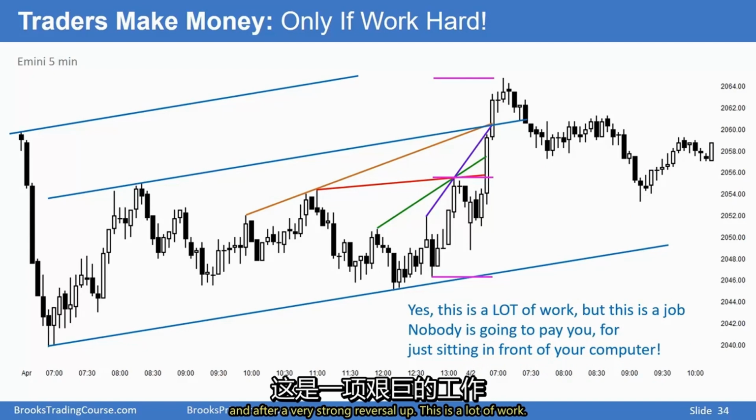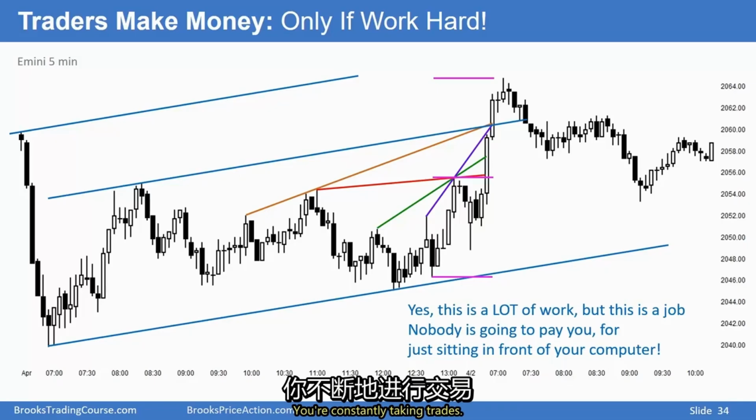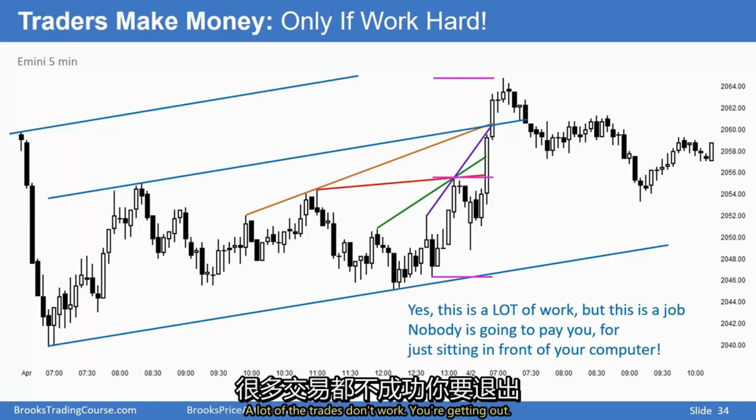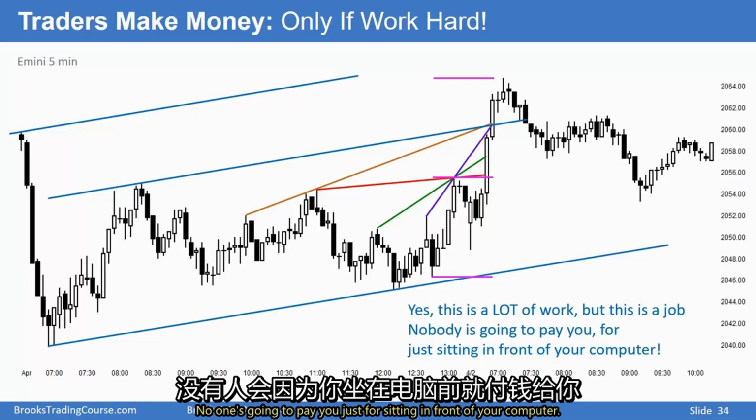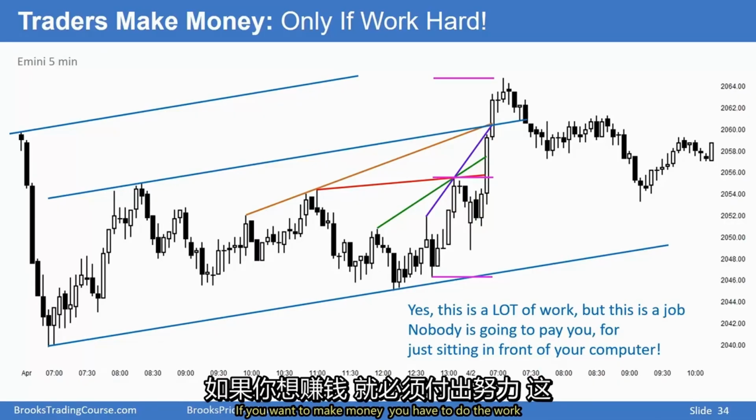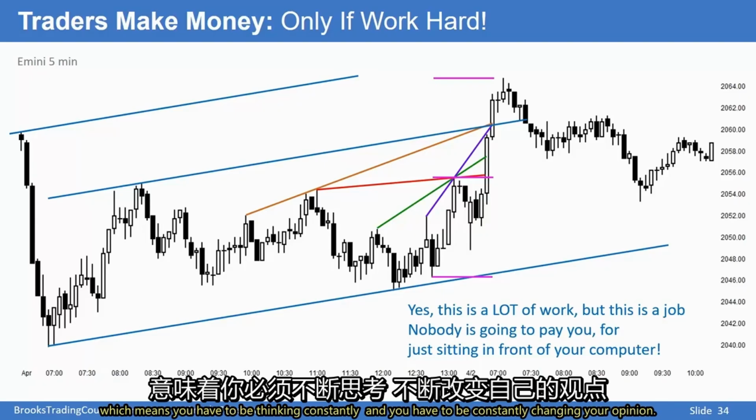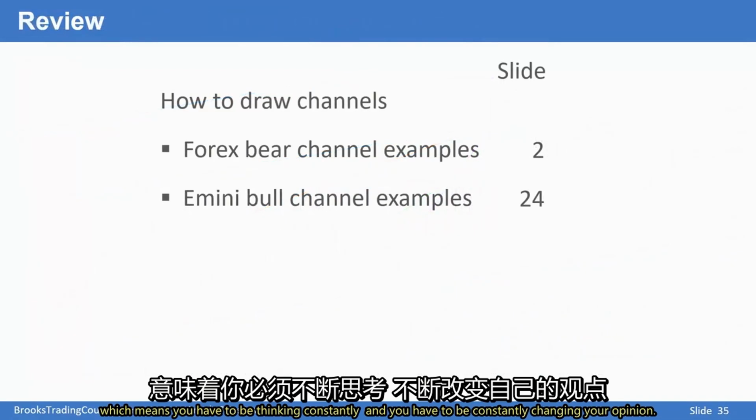This is a lot of work. You're constantly drawing lines, you're constantly taking trades. A lot of the trades don't work, you're getting out. No one's going to pay you just for sitting in front of your computer. If you want to make money, you have to do the work, which means you have to be thinking constantly. And you have to be constantly changing your opinion.